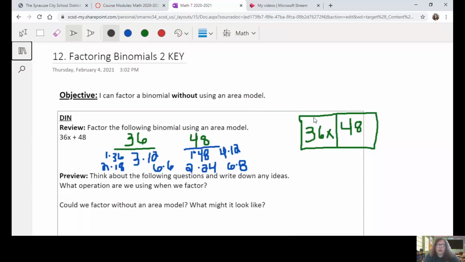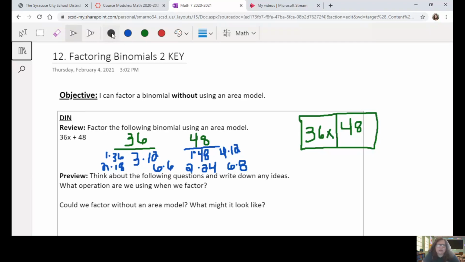And we have our area model all set up with the binomial that they gave us, 36x plus 48. It's kind of going to be the answer in our area model. Okay, remember we're working backwards. And then we want to find that GCF. So just like we did yesterday, I started setting up some of those factorizations. Some factors of 36 are 1 and 36, 2 times 18, 3 times 12, 6 times 6. Okay, those all would equal that 36. And then I did the same thing for 48. 1 times 48, 2 times 24, 4 times 12, or 6 times 8.